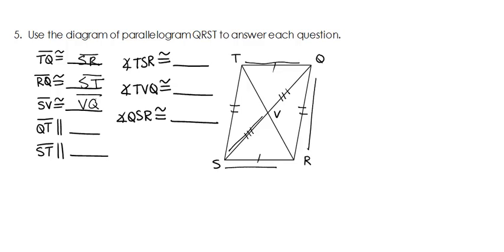Angle TSR. TSR would be this angle. It's congruent to the angle that would be opposite it. So that would be TQR. Angle TVQ. TVQ would be this one right here. Well, this is not exactly a property of a parallelogram. This is just kind of review. Remember, vertical angles, TVQ, would have to be congruent to the angle across from it in that X. So SVR.